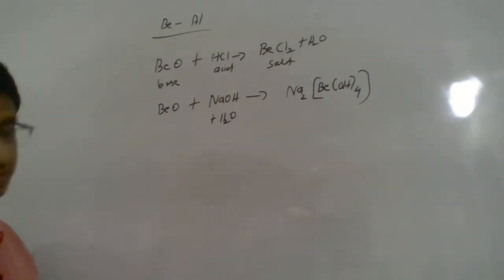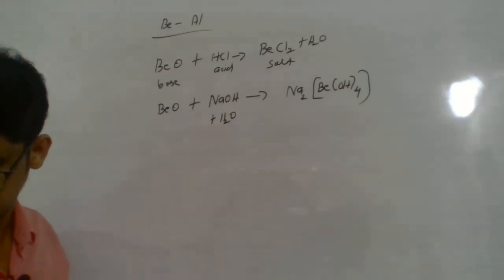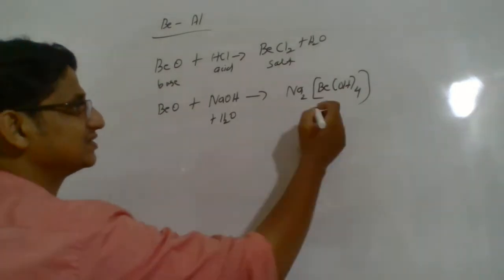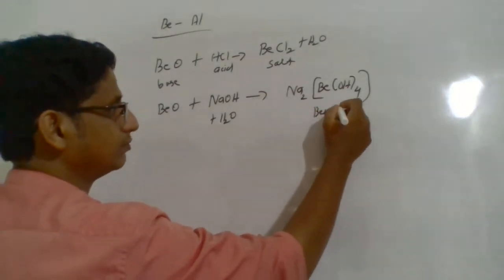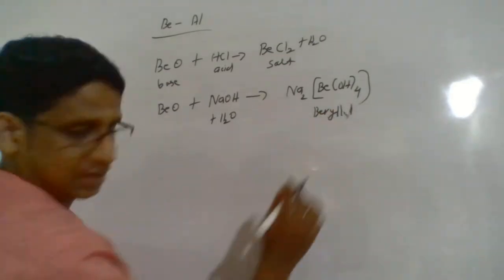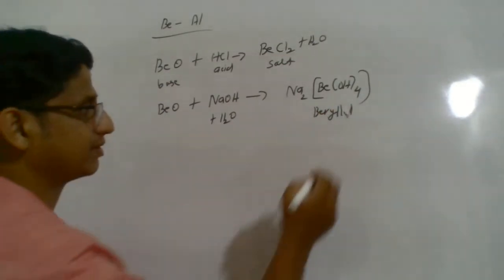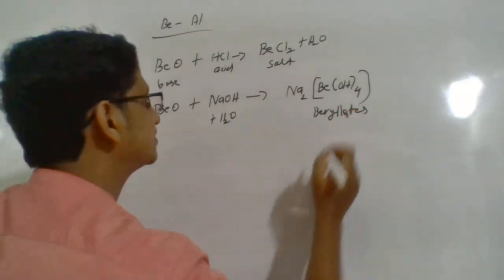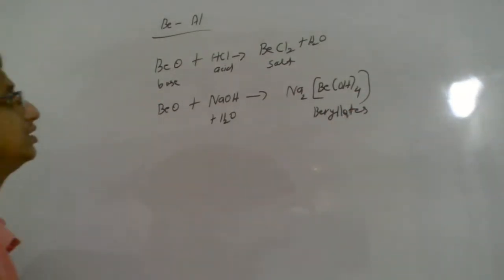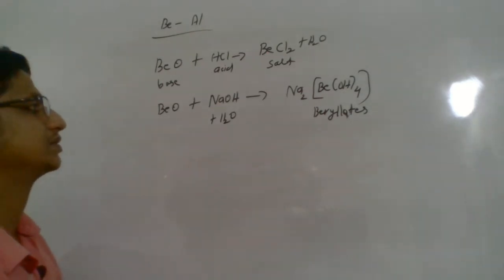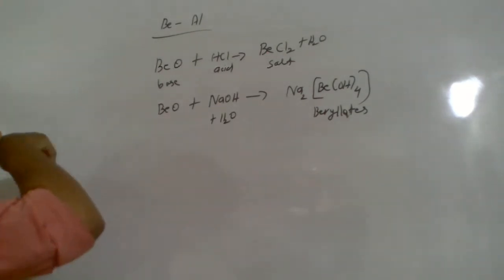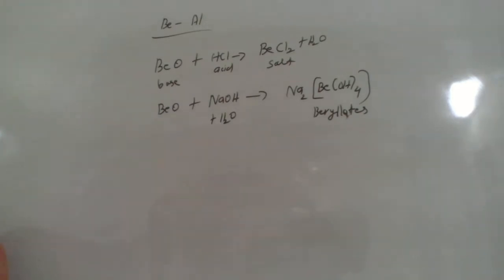Na2[Be(OH)4]. So it reacts with the base. Beryllium oxide reacts with the base to form the corresponding berylates. This is again where we saw berylate will be formed. This shows their amphoteric behavior: they react with both acid and base. NaOH is the base, HCl is an acid. So that's berylate formation for you.